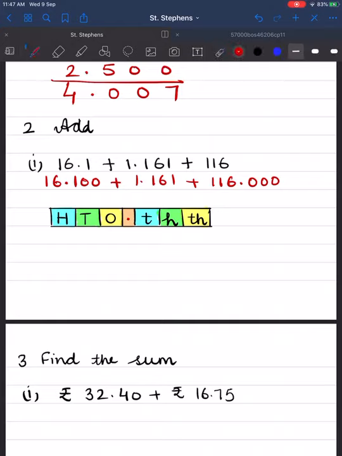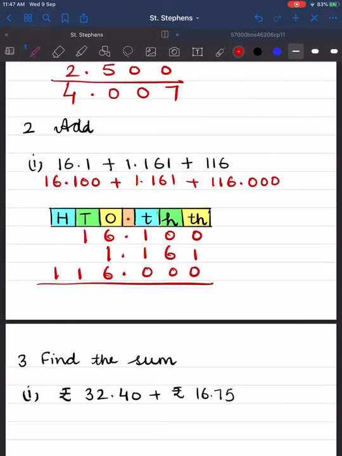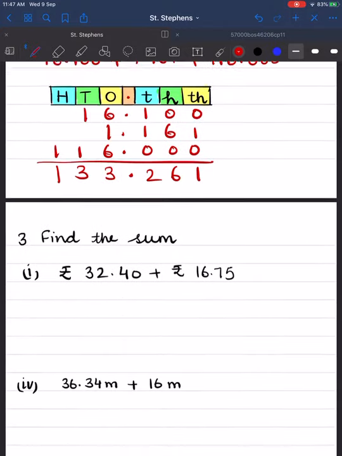So let's arrange the decimals in the place value chart. So here we have 16.100, 1.161 and 116.000. Now let's add like whole numbers. So here we have 1, 6, 2, decimal below decimal. Here we get 13, we write 3 and we carry 1. So here we get 3 and here 1. So it is 133.261.